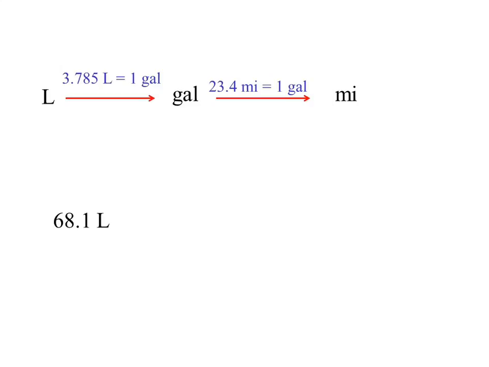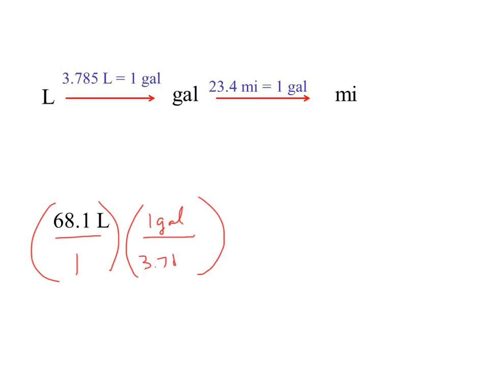It starts with the volume in liters over 1. What does the next ratio look like? 1 gallon over 3.785 liters. Perfect. Now I'm ready to execute that last one to get to miles. What does that look like? 23.4 miles over 1 gallon.